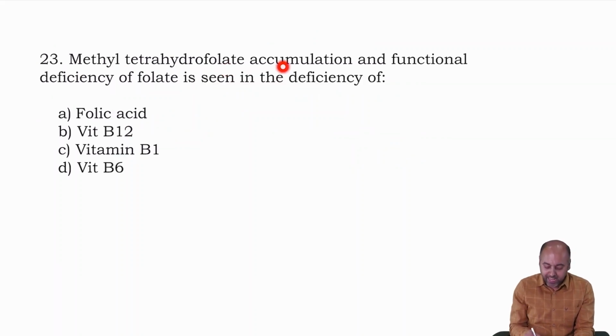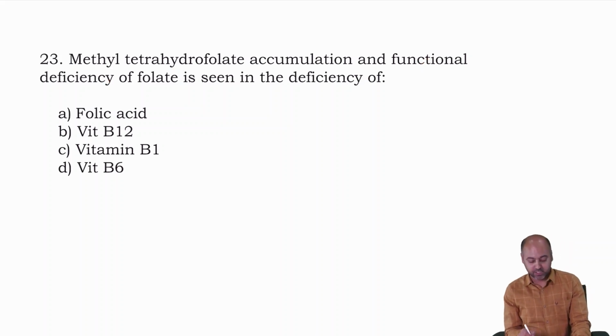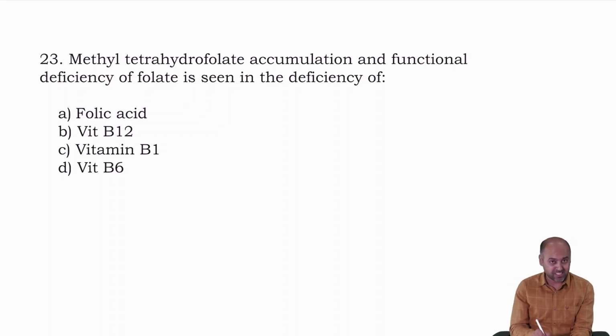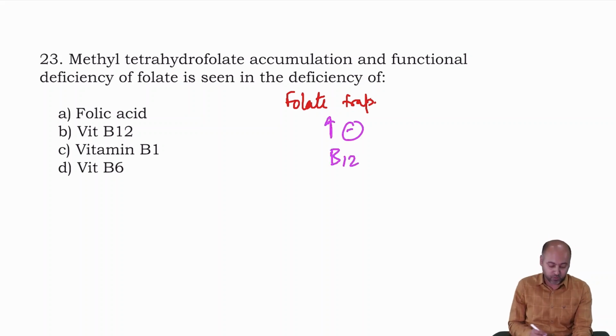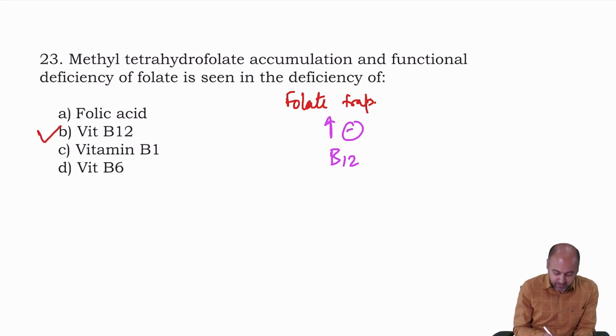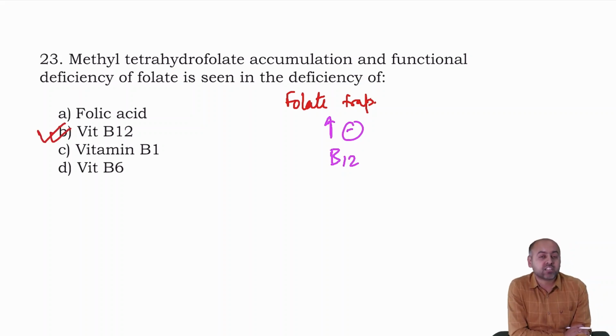Methyl tetrahydrofolate accumulation and functional deficiency of folate is seen in the deficiency of. What is described in the question is actually what is known as folate trap. Folate trap is seen in case of deficiency of B12. Okay, so the answer in this case is B12. B12 deficiency will result in folate trap. The folic acid will get accumulated in the form of methyl tetrahydrofolate, and it cannot be used up.